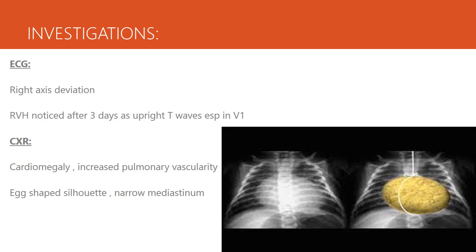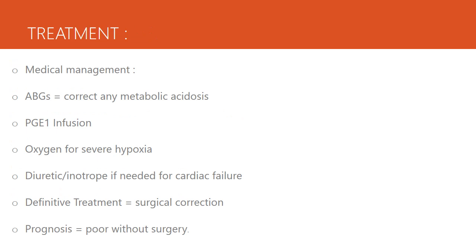Chest X-ray will show cardiomegaly and increased pulmonary vascularity. Egg-shaped silhouette and narrow mediastinum can also be seen. So for the treatment, we can correct any metabolic acidosis, and we can give prostaglandin E1 infusion to keep the ductus arteriosus patent, and oxygen for severe hypoxia, diuretics and inotropes if needed for cardiac failure.